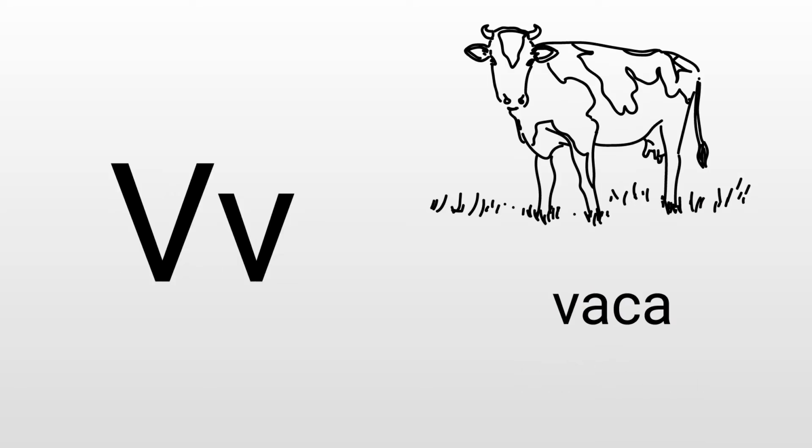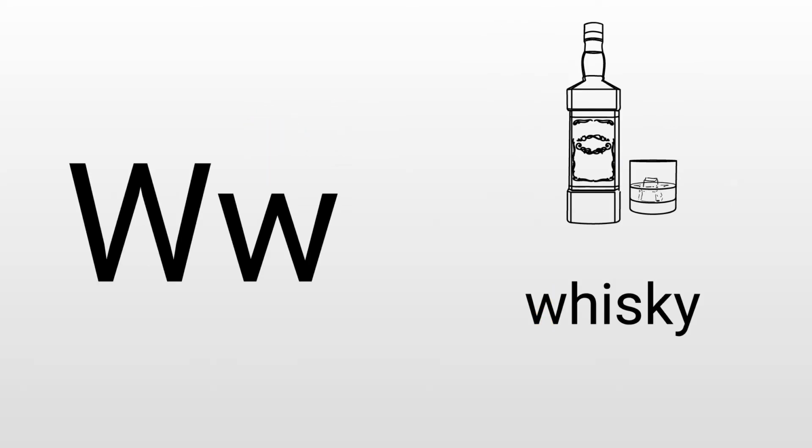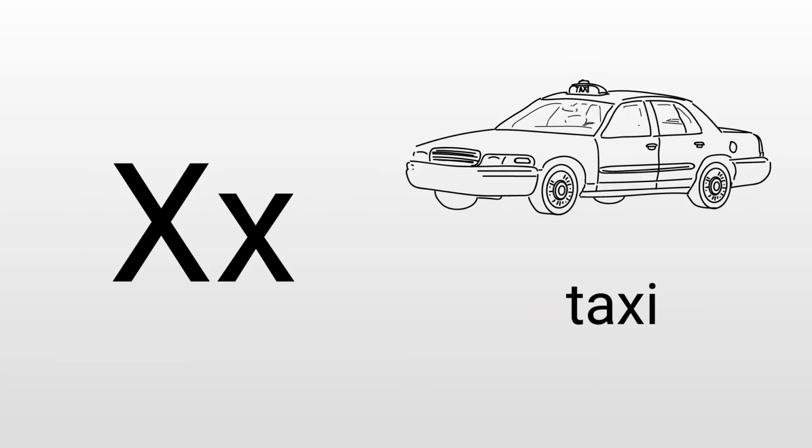V, also known as ve in words like vaca, is similar to V in English, as in vote or video, but in Spanish there is no distinction between V and B. W, as in whiskey, only occurs in words that come from other languages, and it sounds just like in English, as in whiskey or wait. X, as in taxi, sounds like X in English, also like the KS as in socks.